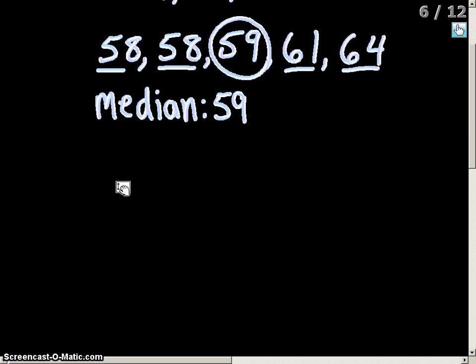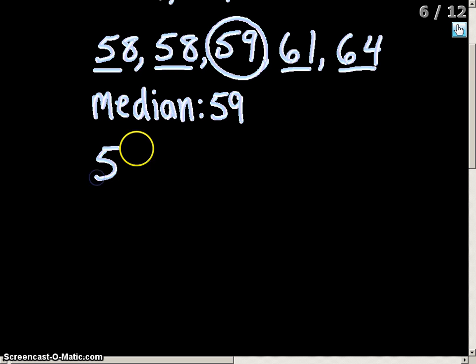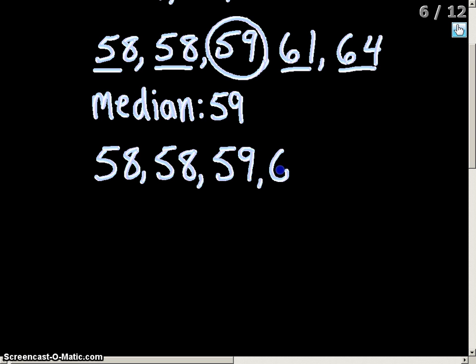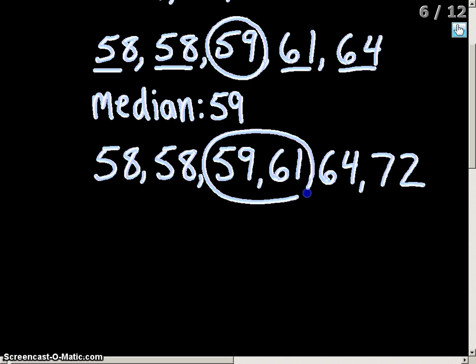Now we're going to look at a what-if type of problem. So if I have the numbers 58, 58, 59, 61, 64, and let's say I have the number 72. Sometimes there will not be just one number that is right in the middle. Whenever you have an even amount of numbers, for example, I have 6 numbers here, there's not going to be one number that's right in the center. So I have to actually take the 2 numbers that are right in the middle. So I have 59 and 61.